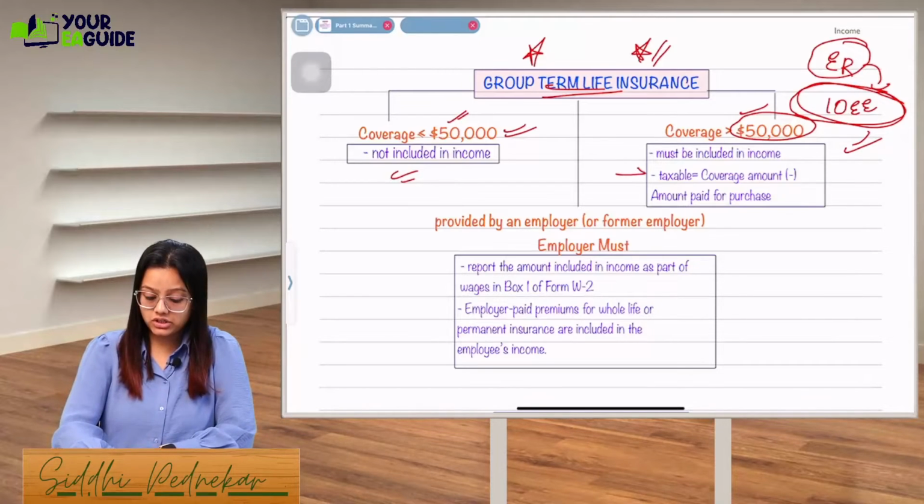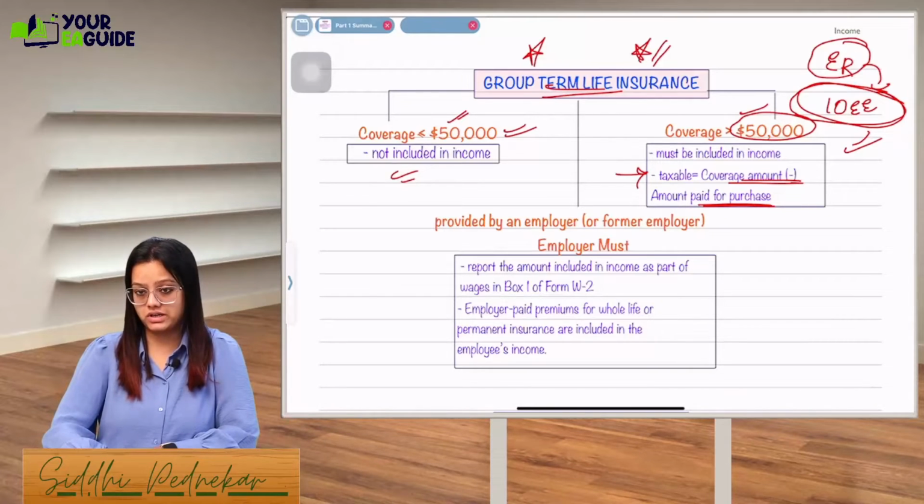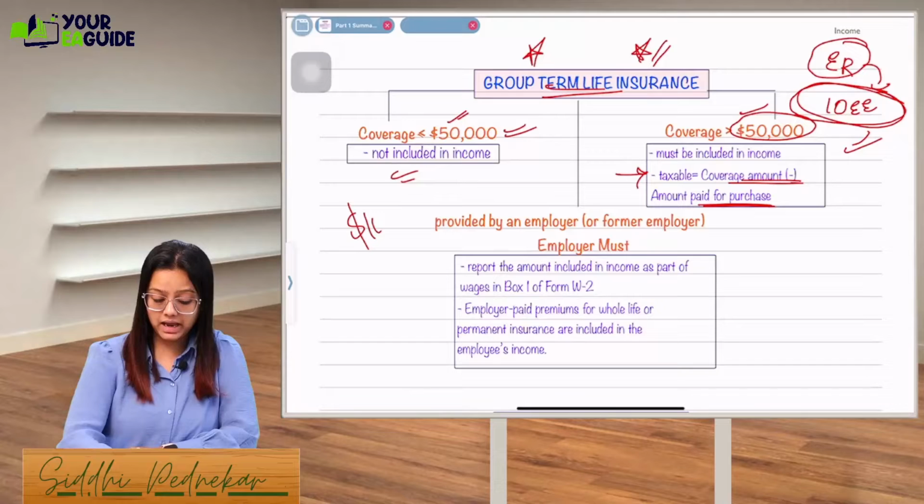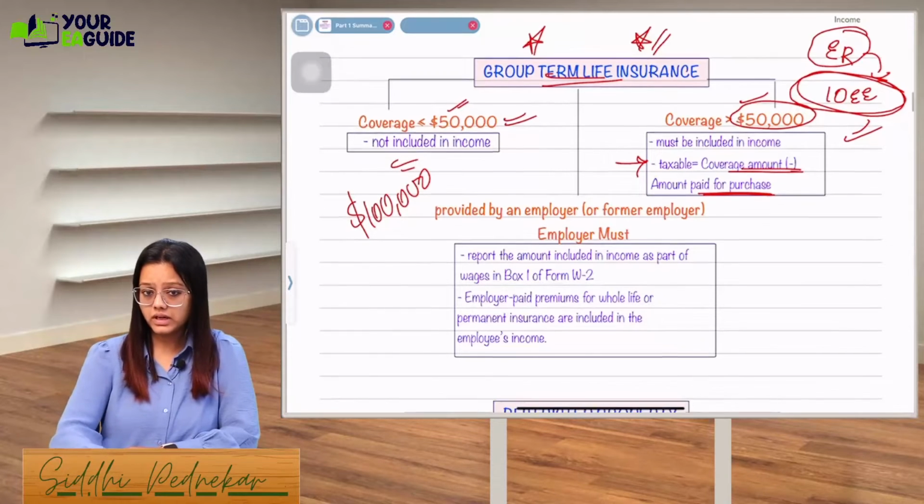Here it is mentioned that the taxable amount is coverage amount minus amount paid to purchase it. Coverage is a different thing, premium payment is a different thing. So if the coverage is more than 50,000, let's say only $1 lakh has been covered.